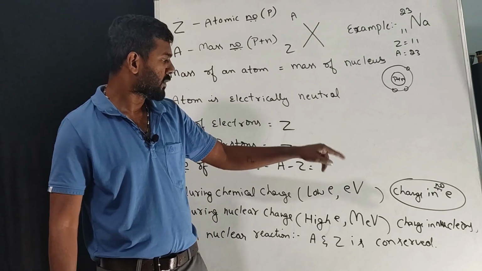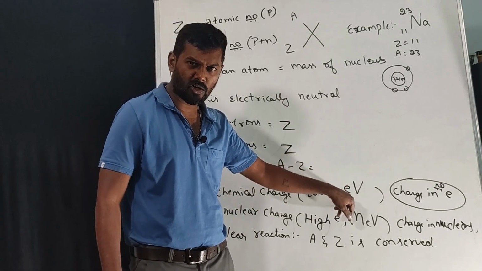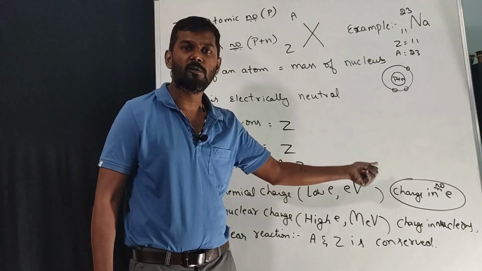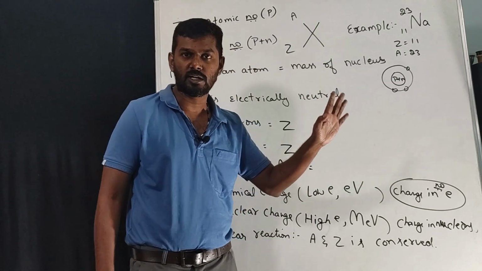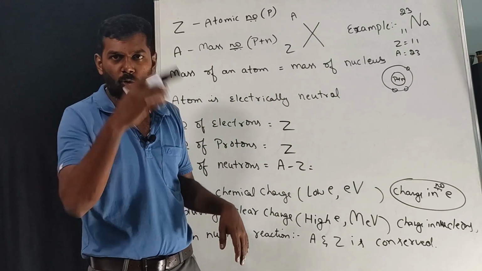So chemical change requires low energy, that too in terms of electron volt. During the chemical change, there will be a change in number of electrons. That's it, orbital electrons, that means outside electrons.